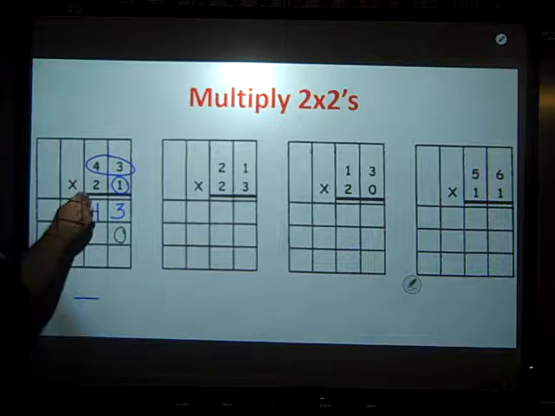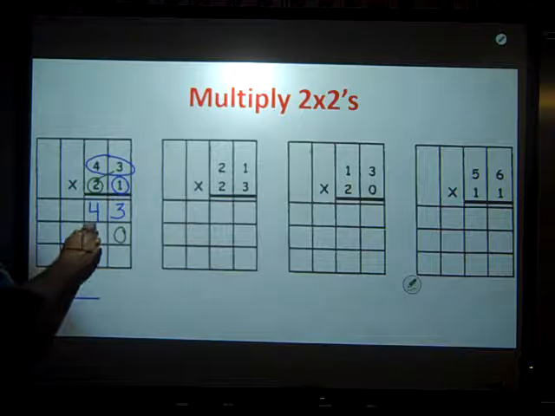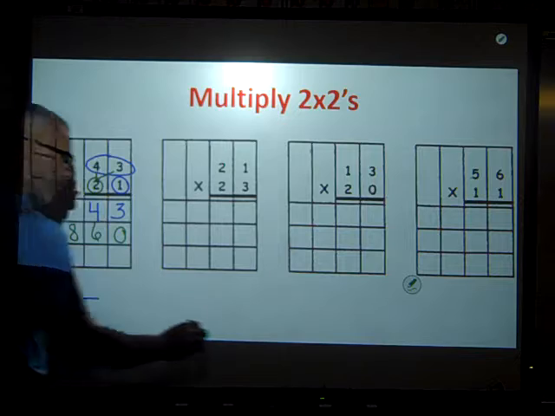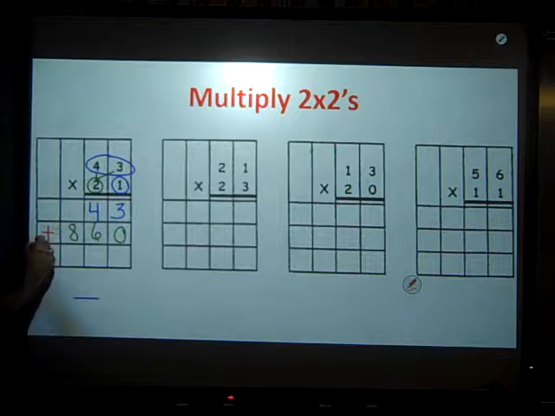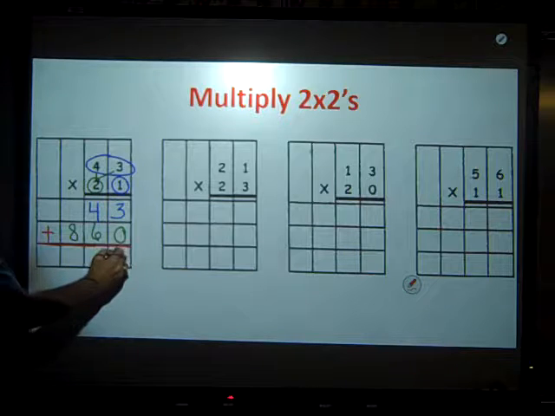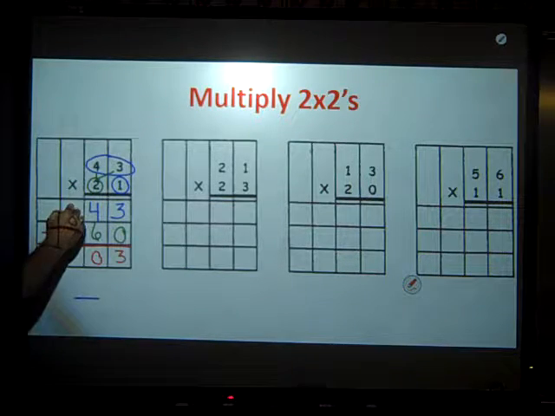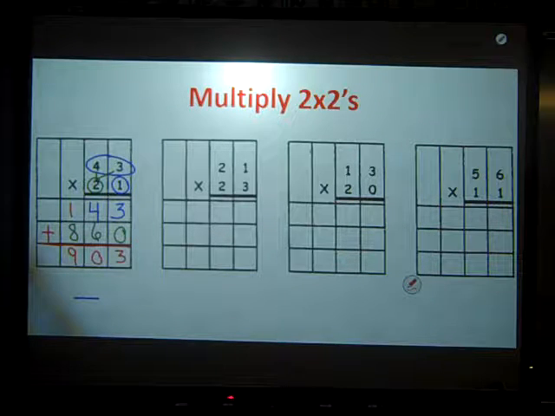Now I multiply like normal. 2 times 3 is 6. 2 times 4 is 8. Looking at my notes, the last step says to add the products. 3 plus 0, 3. 4 plus 6 is 10. Carry the 1. 1 plus 8, 9. Again, 903.